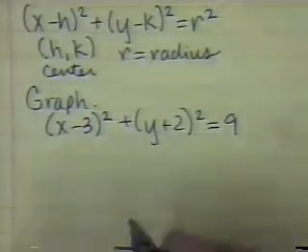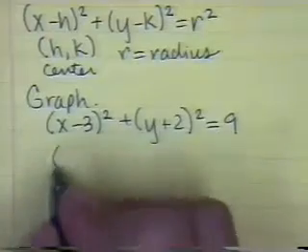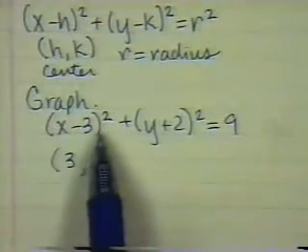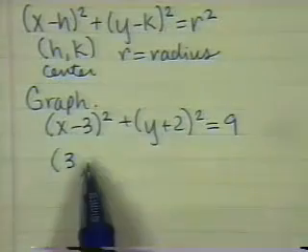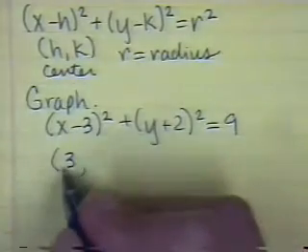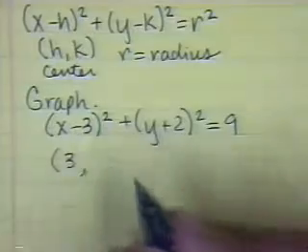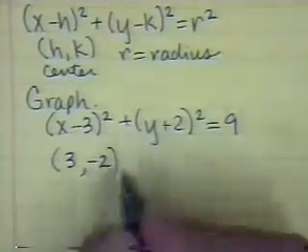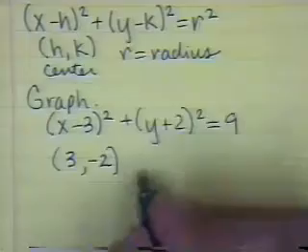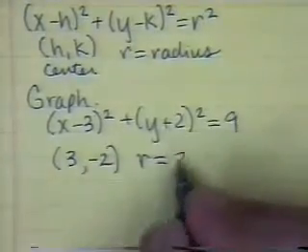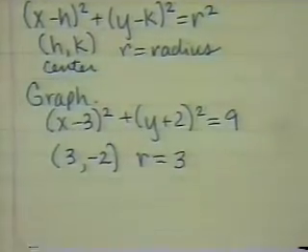In this particular example, our center is (3, negative 2). Don't forget, when you pull the h and k out of the standard form of the formula, you actually use the opposite sign. So the h would be a positive 3 because it appears as minus 3 in the formula. The k would be a negative 2 because it appears as a positive 2 in the formula. In the radius, let's see, that's r squared, so the square root of that would be 3. Let's graph it.